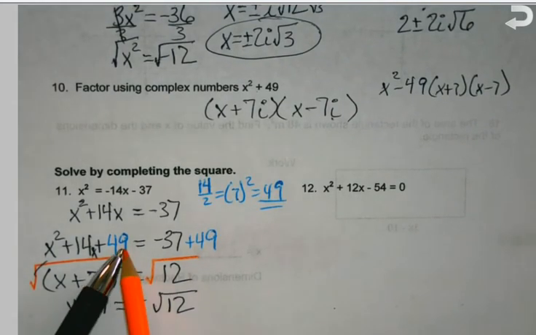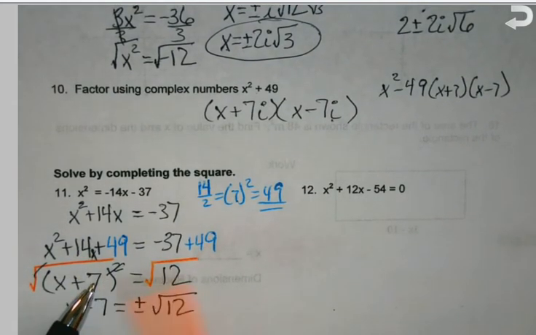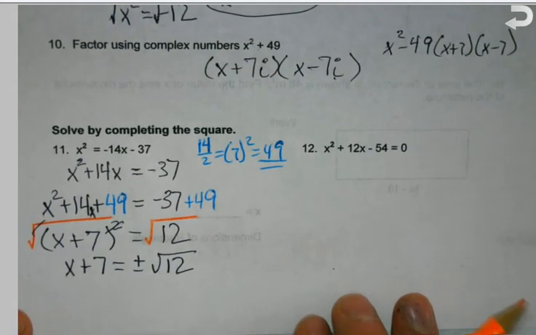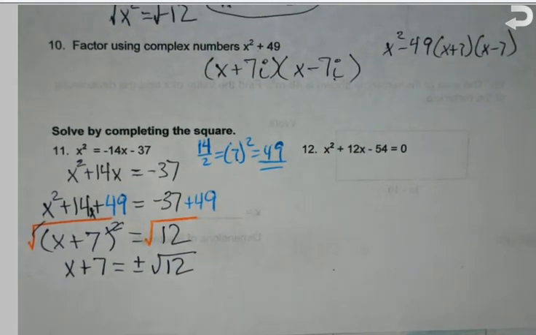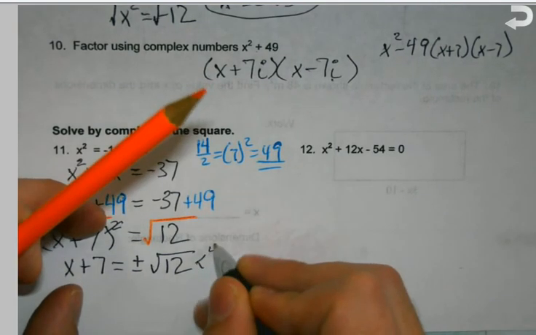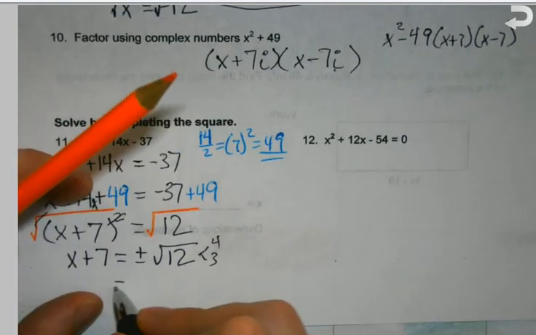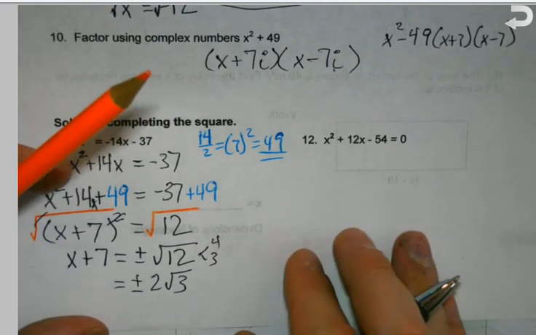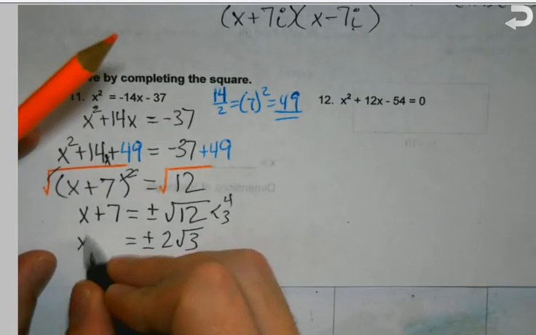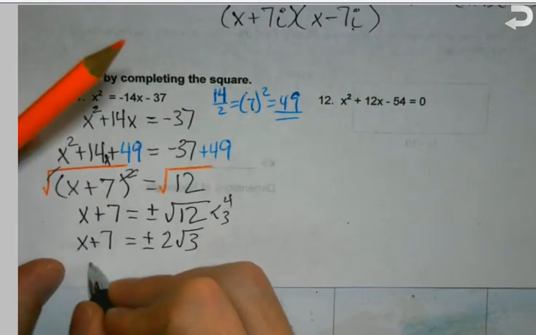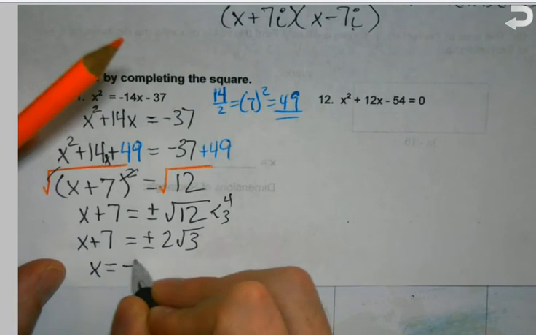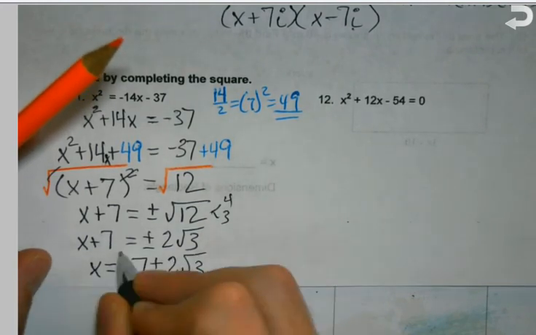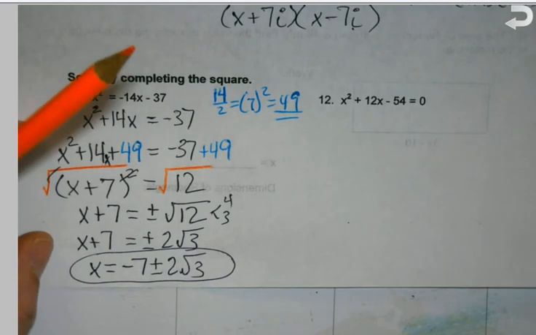Again, what multiplies to 49 and adds to 14? 7 and 7. You'll always get that same number. Does 12 break down? Okay, 4 and 3. Notice it's not a negative, so there's no i involved. And then we minus the 7 over and get to the right answer.